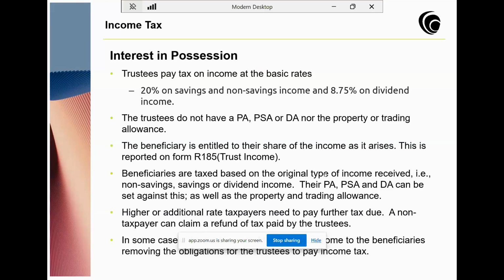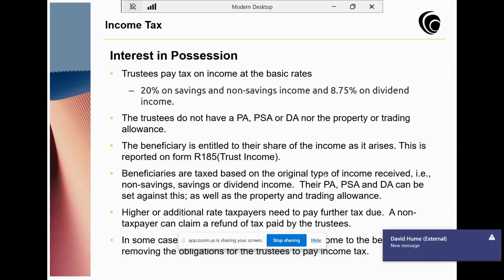The beneficiaries are entitled to the income as it arises, and they're taxed on that whether or not the trustees pay it out to them in the year it's received. They should be given an R185 form with details of the income and the tax credit paid by the trustees. And the beneficiaries are entitled to all of those allowances to set against the trust income.